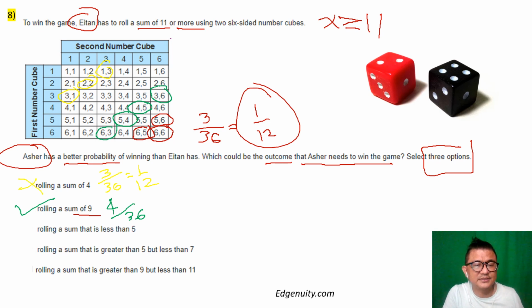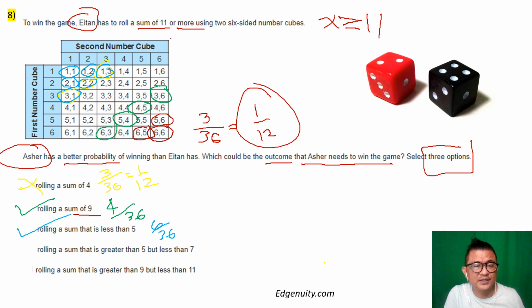How about next? A sum that is less than 5. Which numbers are less than 5? 1 plus 1 is less than 5. 2 plus 1 is less than 5. 4 is less than 5. Okay, 5 will not be enough. 1, 2, 3, 4, 5, 6. So here it's going to be 6 out of 36. Yes, you'll win if it's less than 5.